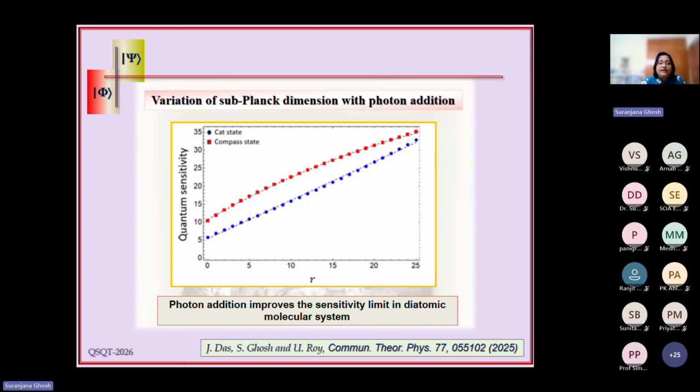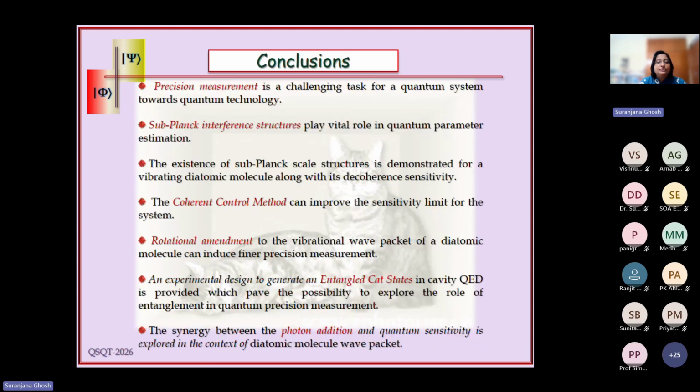So this is recent work we have done, and further we are also working with photon subtraction and addition. When we do it together, what will happen in the quantum sensing domain? So today I'll conclude here.